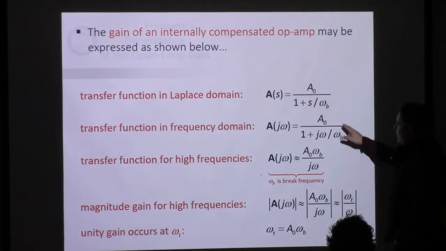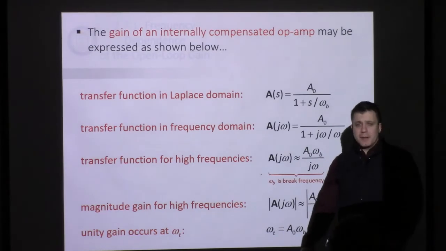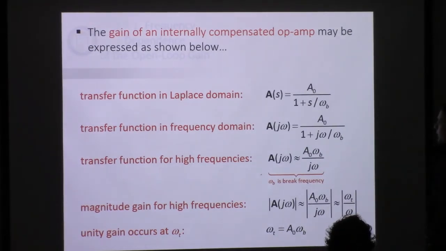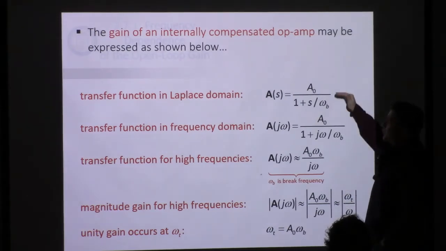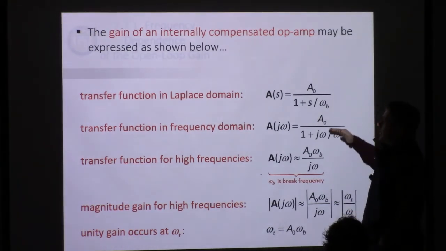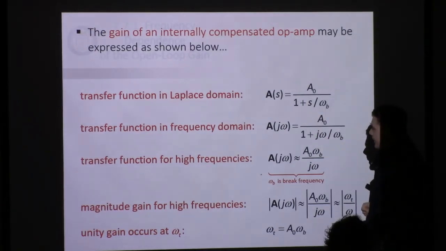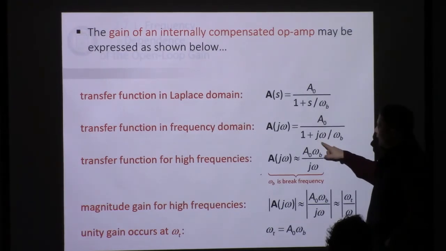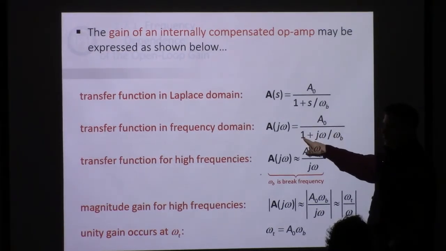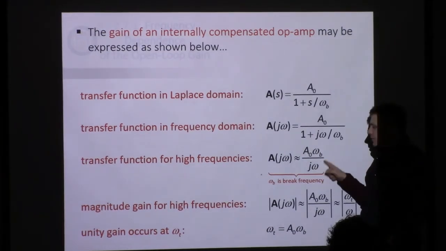And so this is similar to the form that we saw for the low-pass filter, where omega b is our corner frequency, or our negative 3 dB frequency. So we have the transfer function in the Laplace domain, the transfer function in the frequency domain, which is just replacing the s with the j omega. We have the transfer function for higher frequencies. So when we're at high frequencies, this will be much larger than 1, which means that 1 is not so important, so we can approximate it here.